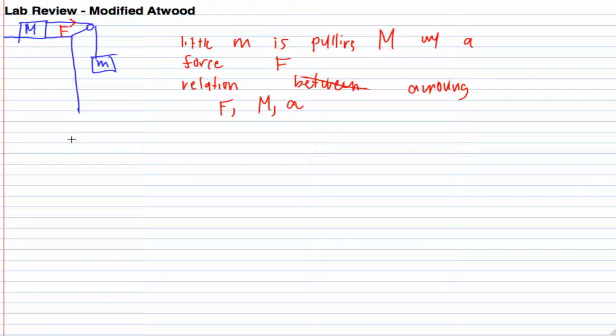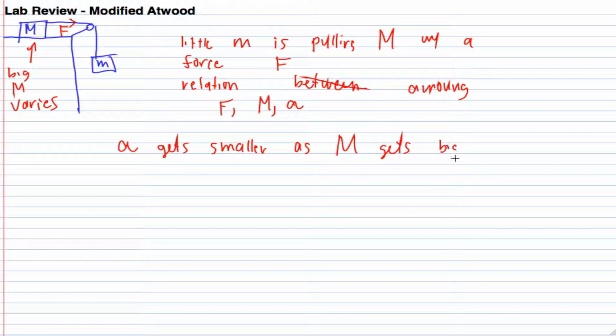And here's what we found. The first thing we noticed is that we actually made big M vary. What we noticed was that the acceleration of big M gets smaller as M gets bigger. And in fact, we found that this acceleration was proportional to 1 over M. So that's the first thing we tested.